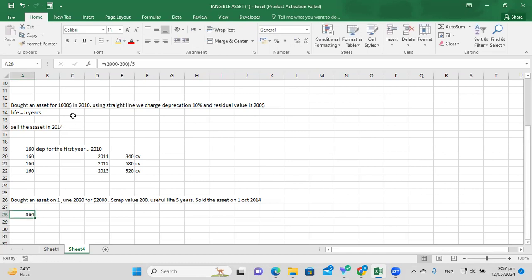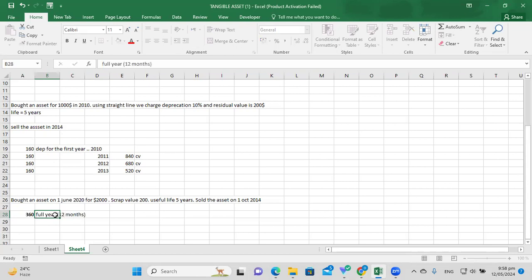We will get the depreciation for first year, which is 360. All right. So now what you need to look here is that a pro rata basis means that we need to have a look per month, right? Like how many months we used the asset this year. Now this 360 is the depreciation for the full year. Full year means this is the depreciation for the 12 months.